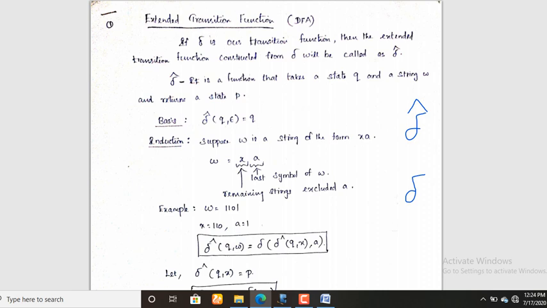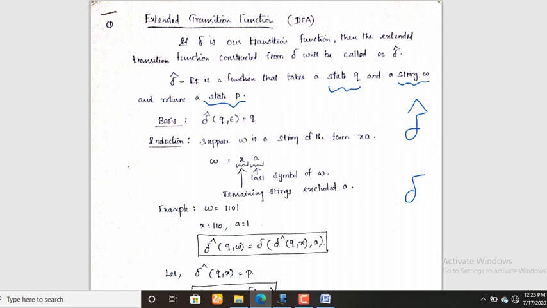The definition of delta cap: it is also a function. It takes a state q, and the input here is a string. It takes a state q and a string w and returns a state p. This is the difference between the transition function and the extended transition function. In the transition function, the input is a single symbol or alphabet. But in the extended transition function, the input is a string, that is, a collection of input alphabets.